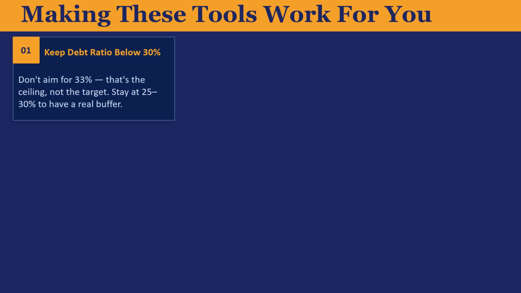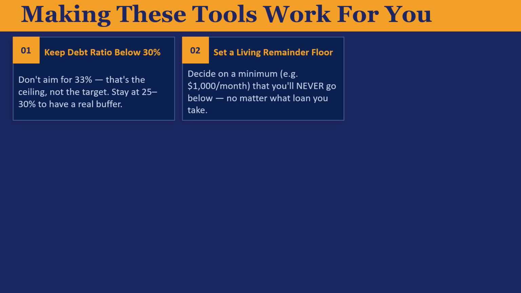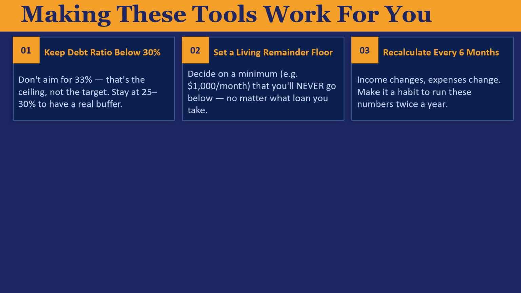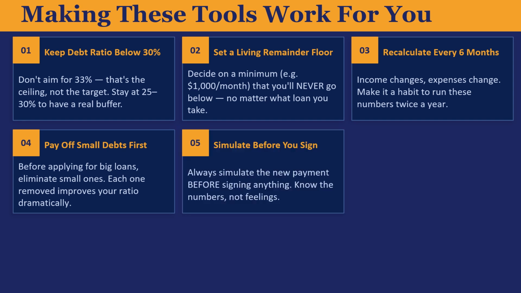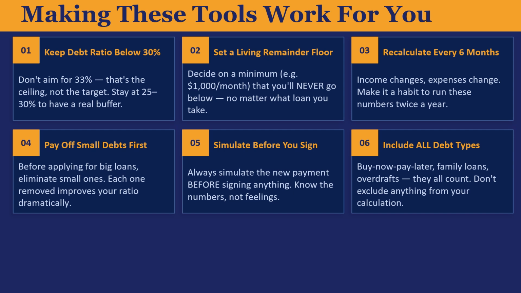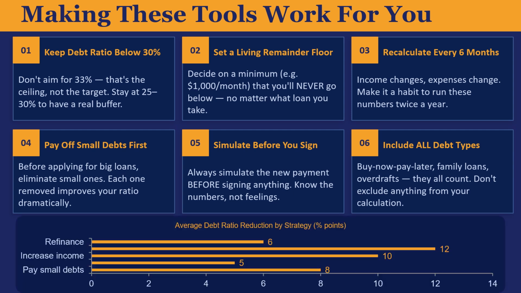Let's make these tools work for you. First, keep debt ratio below 30%. Set a living remainder floor. Recalculate every 6 months. Pay off small debt first. Simulate before you sign a contract for a debt. Include all debt types. This is a bar chart showing an average debt ratio reduction by strategy.